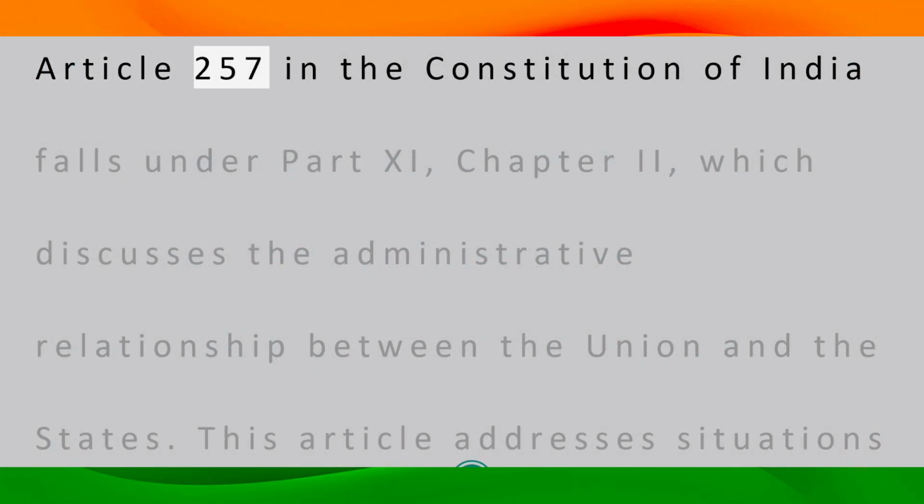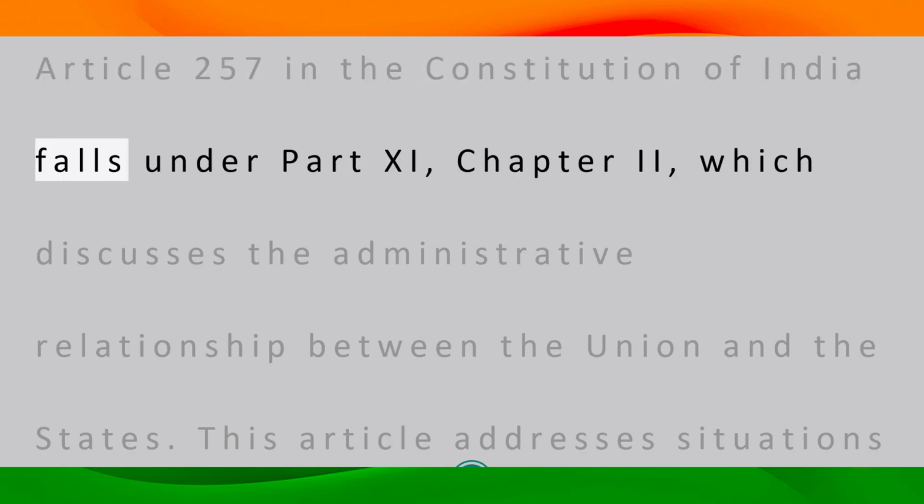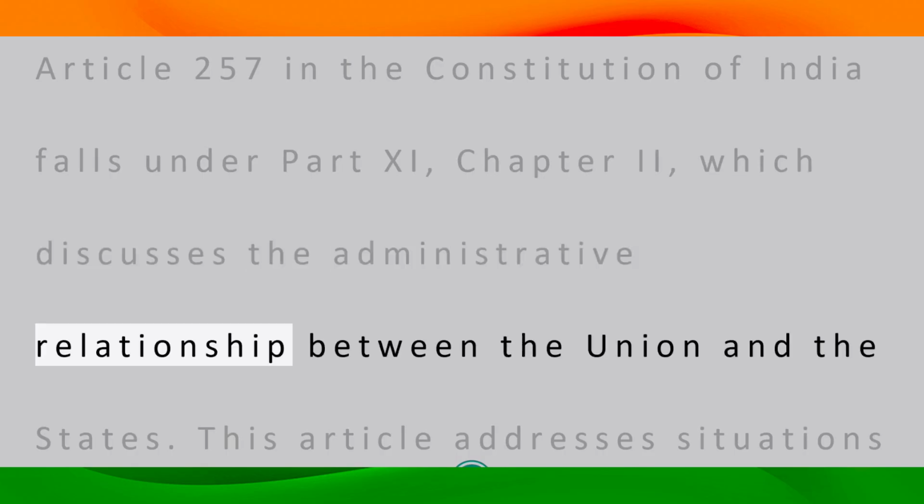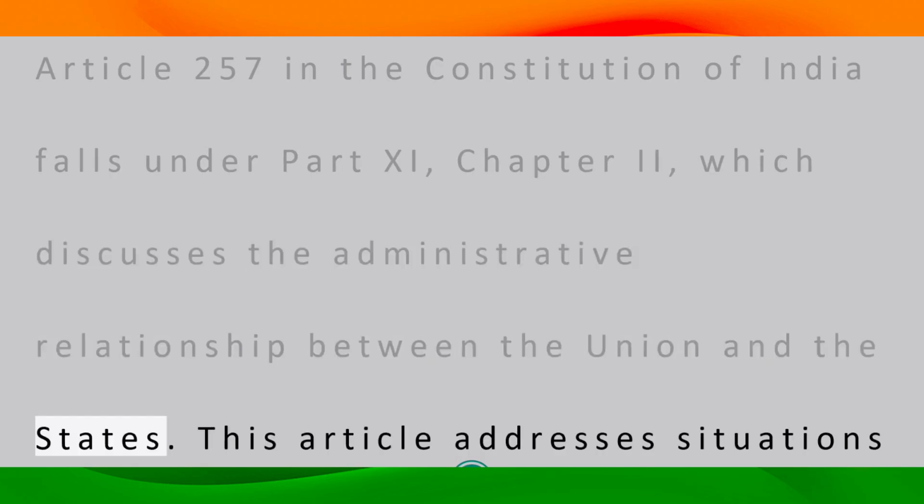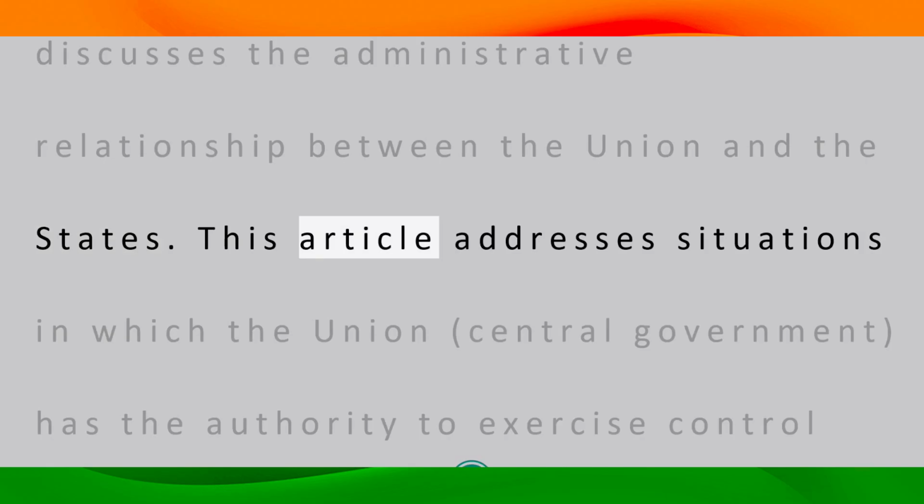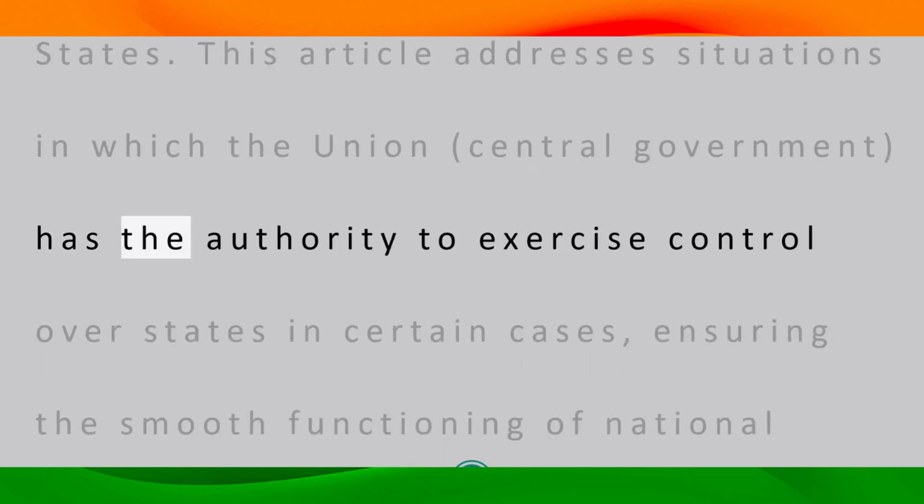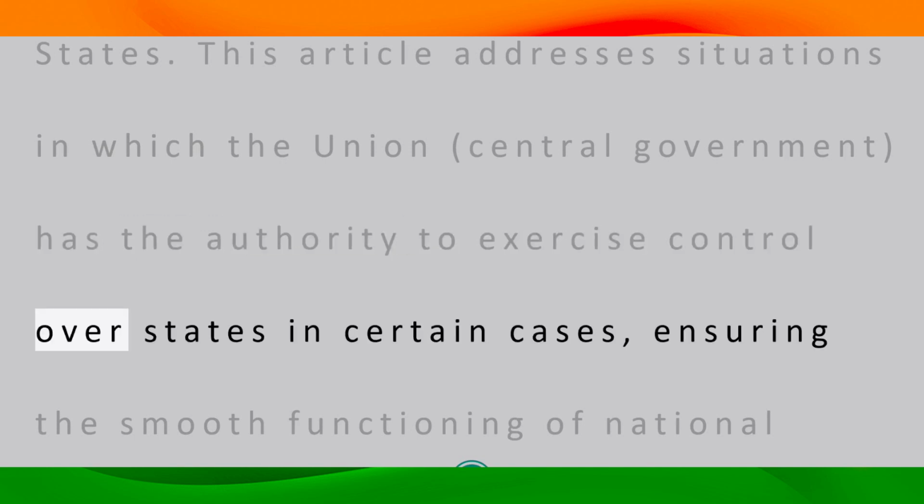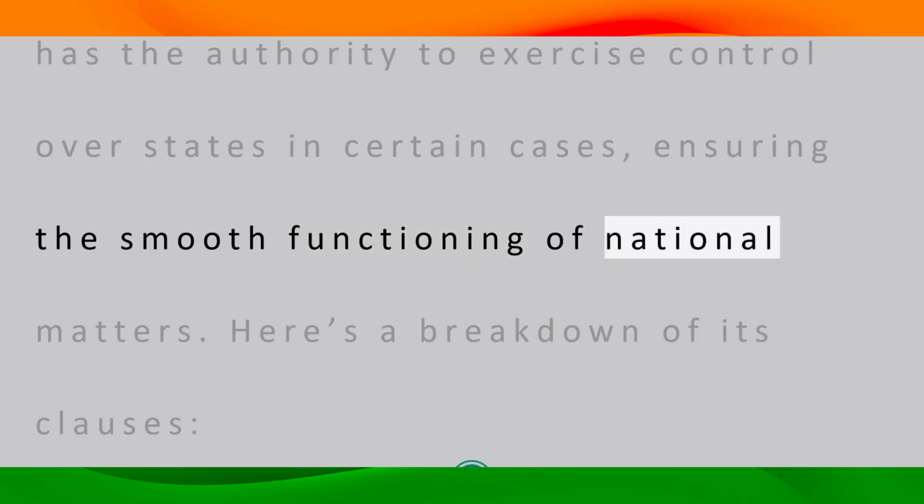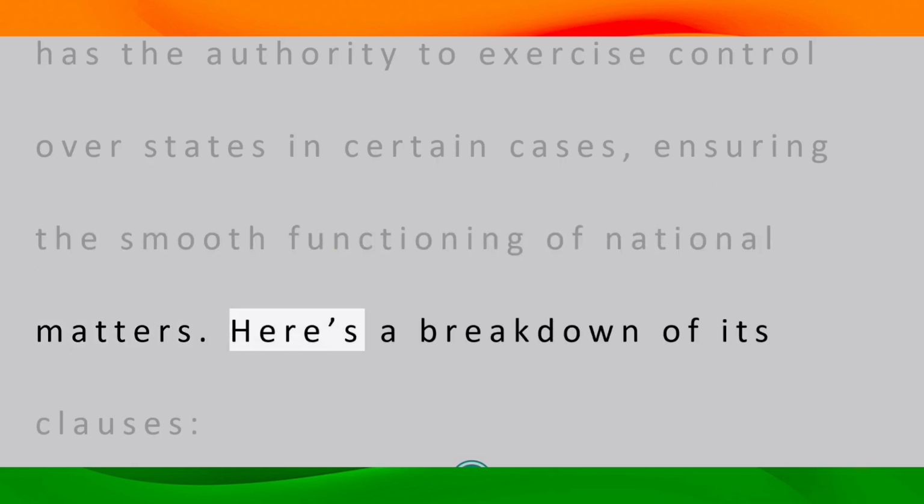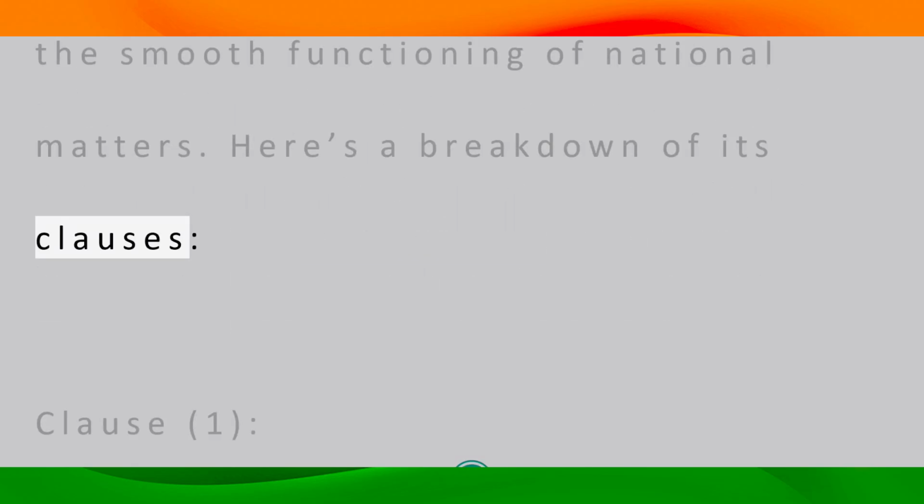Article 257 in the Constitution of India falls under Part 11, Chapter 2, which discusses the administrative relationship between the Union and the states. This article addresses situations in which the Union, central government, has the authority to exercise control over states in certain cases, ensuring the smooth functioning of national matters. Here's a breakdown of its clauses.